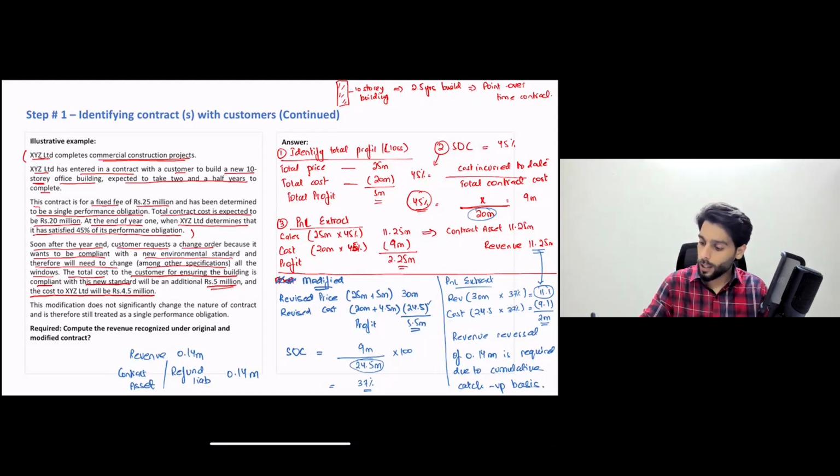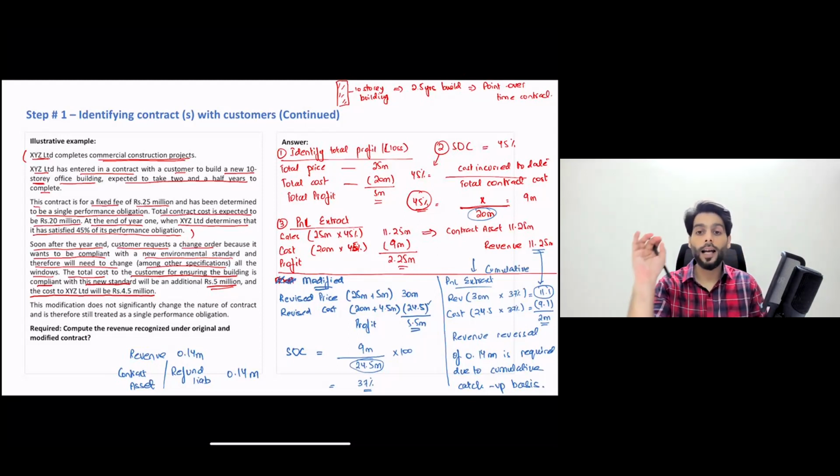So this process is basically known as cumulative catch-up basis. All in all, what did we understand through this process?